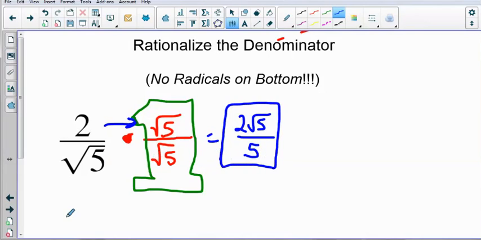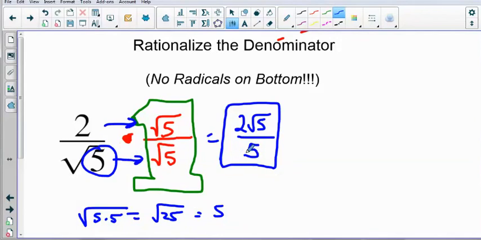How do I know the square root of 5 times the square root of 5 is 5? Because that's the square root of 5 times 5, which is equal to the square root of 25, which is equal to 5. But again, I don't need to do that, because I know when I multiply the square root of something times the square root of itself, it's going to be whatever number's in there. That's always going to work. So there's the answer to that.